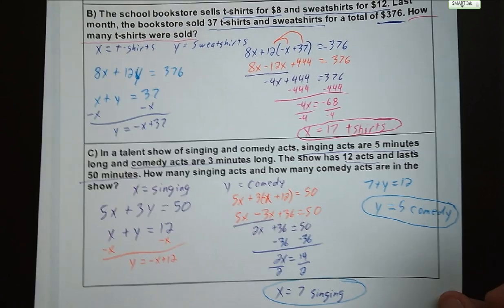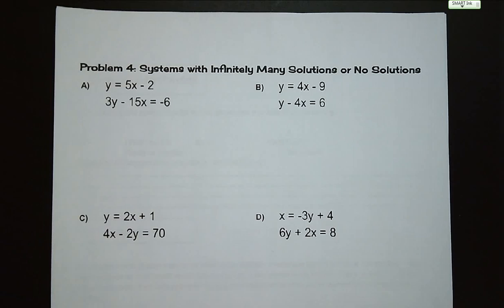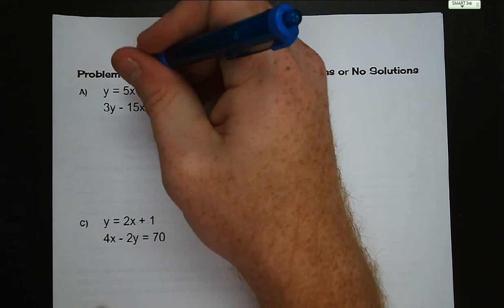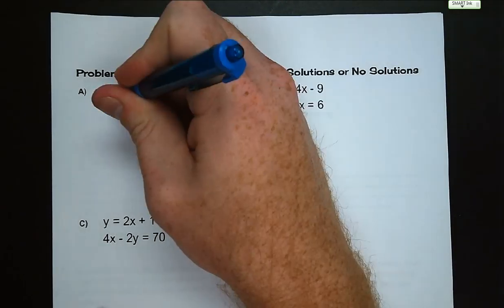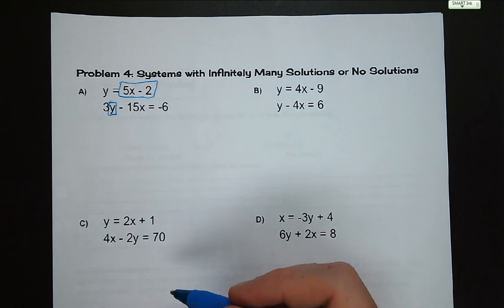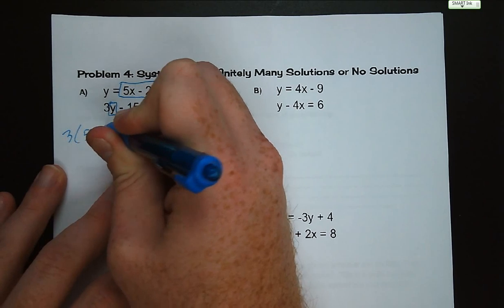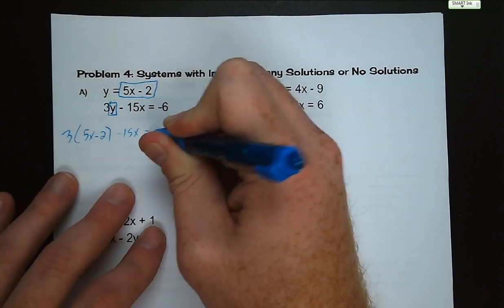All right, moving on to our last page of problems. We have solving systems with infinitely many solutions or no solutions. So first, we have our two equations. We have y equals 5x minus 2, and we have 3y minus 15x equals negative 6. So I can substitute 5x minus 2 in for y. So we have 3 times the quantity 5x minus 2 minus 15x equals negative 6.